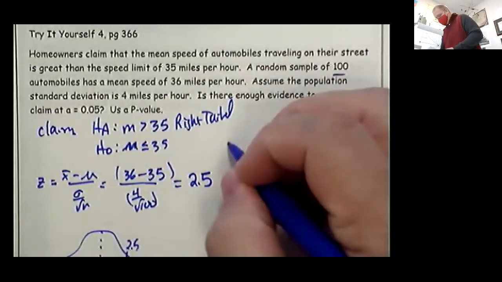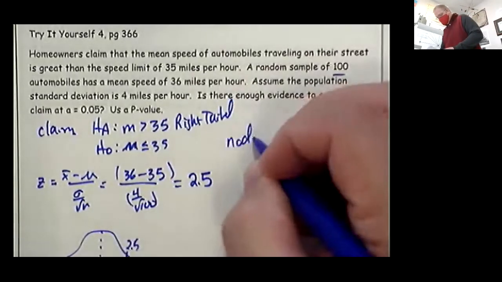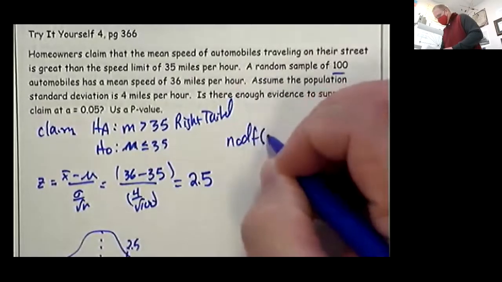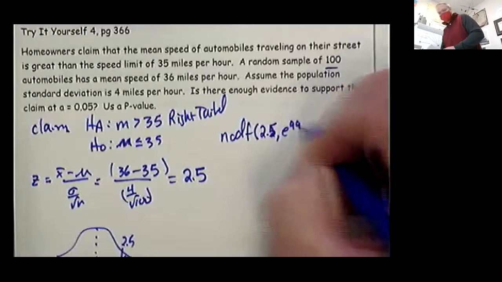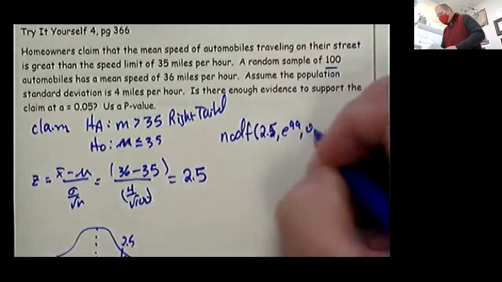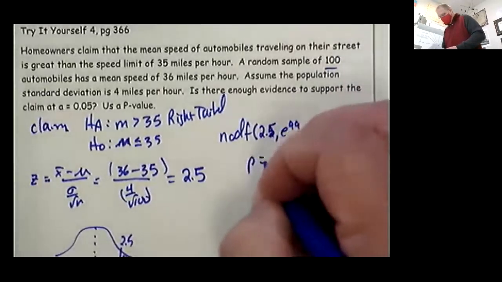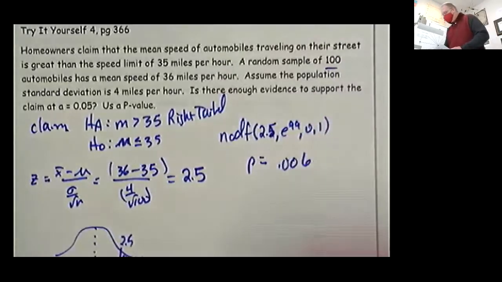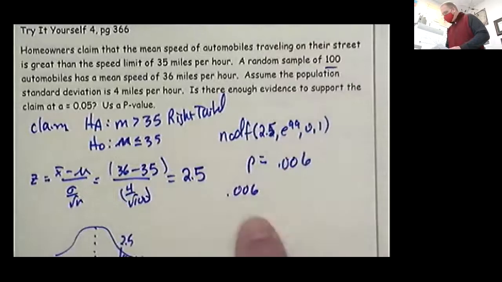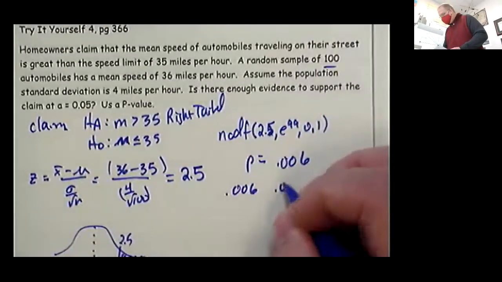So we're going to use our normal cumulative distribution function. Our left bound is now 2.5. We're going to positive infinity, which we call e to the 99, 0, and 1. That gives us our p-value, which is 0.006. We're going to compare that to our alpha, so 0.006 compared to 0.05.